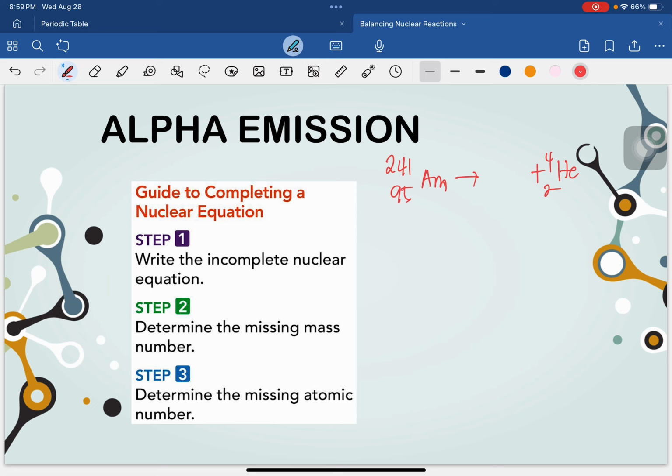Next will be find the missing mass number. So we know that the upper portion, or the upper number, is the mass number. So that's 241, 95.